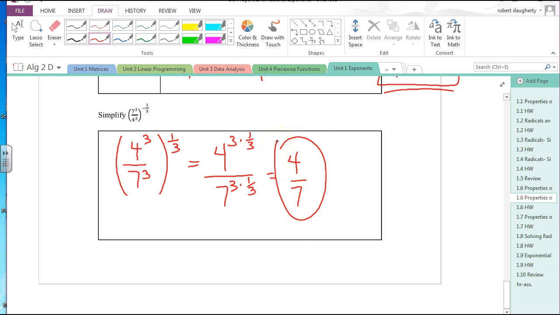Okay? So again, just following the rules of exponents, something that looks complicated like this original problem simplifies down pretty easily. Okay? That should be it for the section, and you've got homework in 1.6.